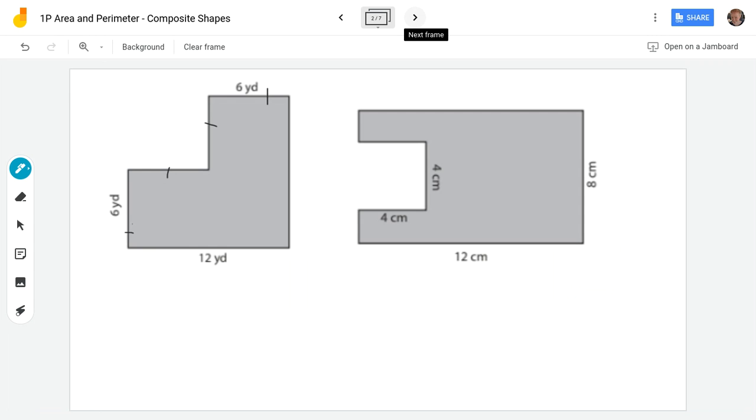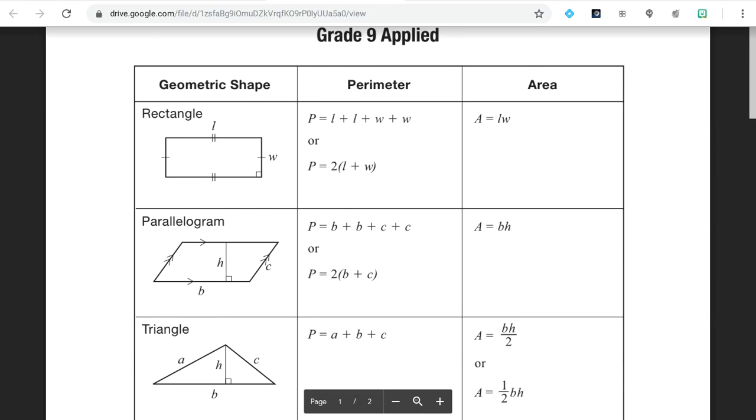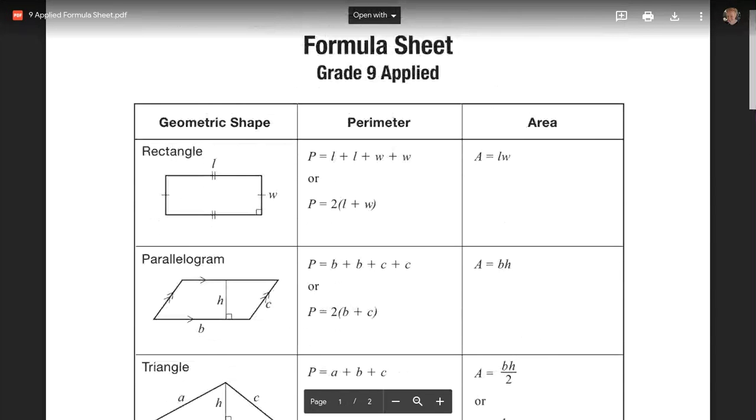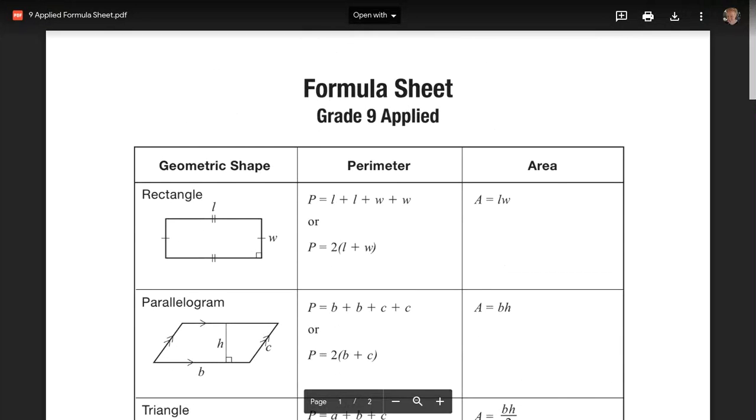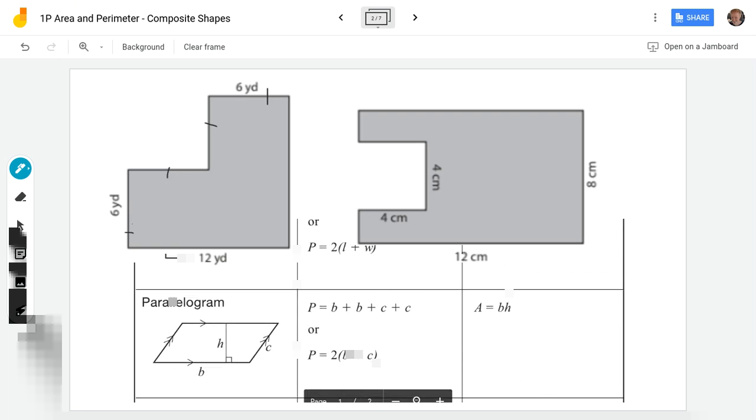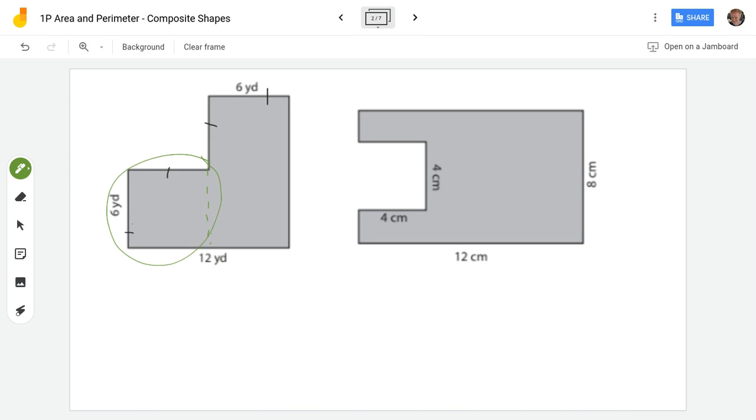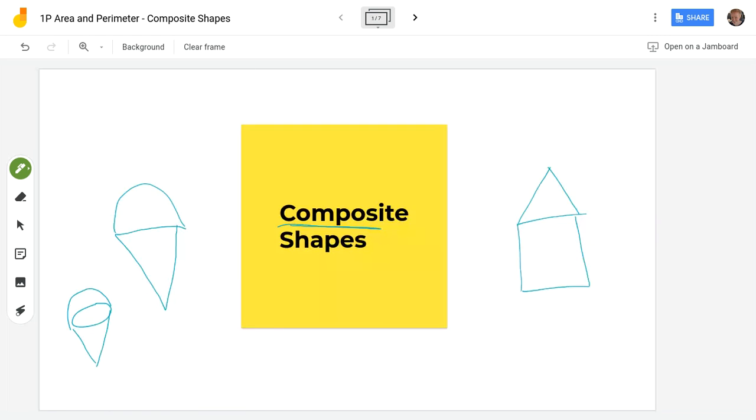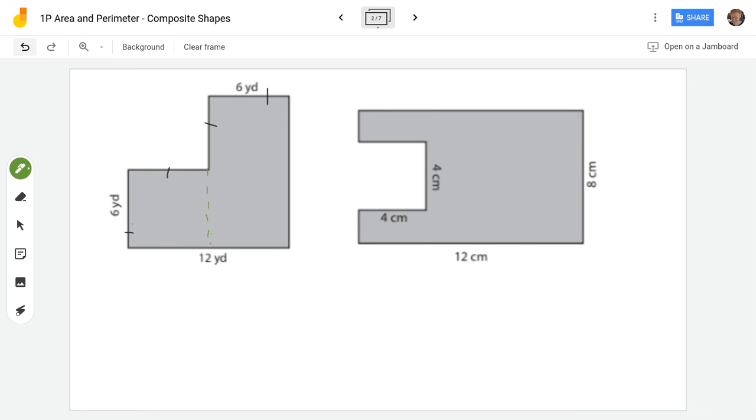You have to keep in mind the formulas I already gave you for area and perimeter, the ones that look like this. And then you have to think about what shapes you have and how to put those pieces together. This first one looks like two rectangles put together, or a square and a rectangle put together. So what I can do is break this into two pieces, and this piece over here is a square because all the sides are 6 yards. And this piece over here is a rectangle.